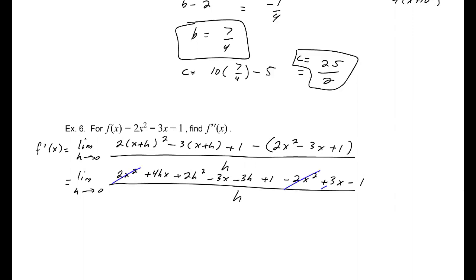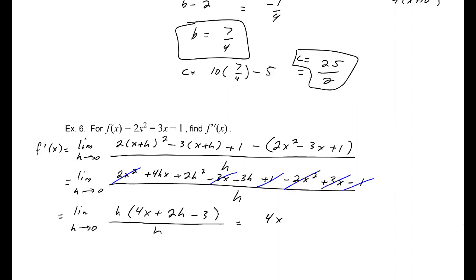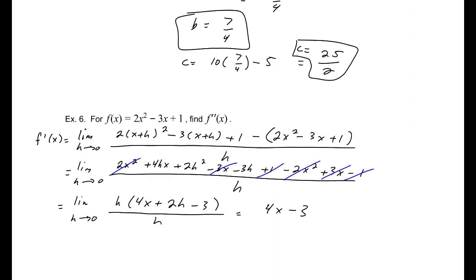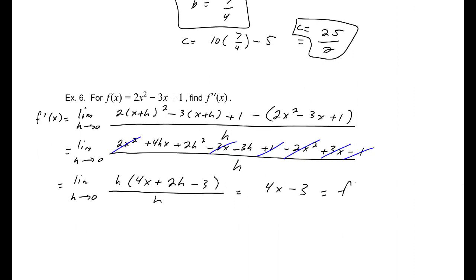Now, several terms cancel: 2x squared, the 3x and the negative 3x, the 1 and the 1. Factoring an h out, we get 4x plus 2h minus 3. Now, that cancels. And as h goes to 0, that means this is going to be 4x minus 3. All right, so that is f prime of x.